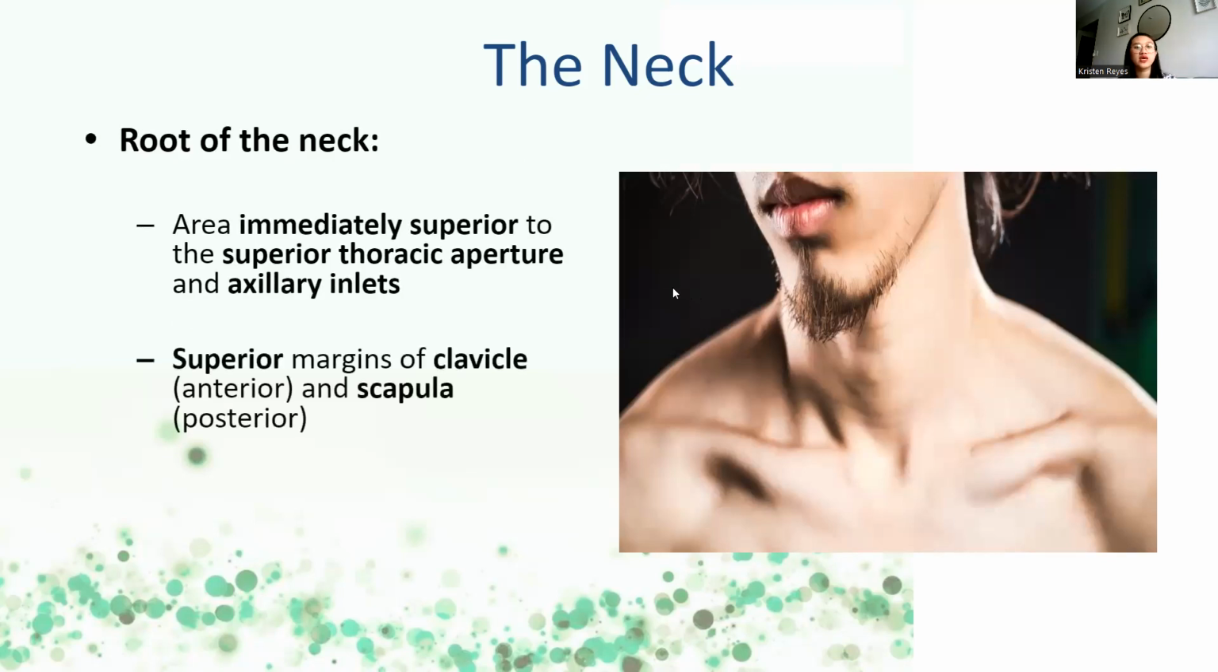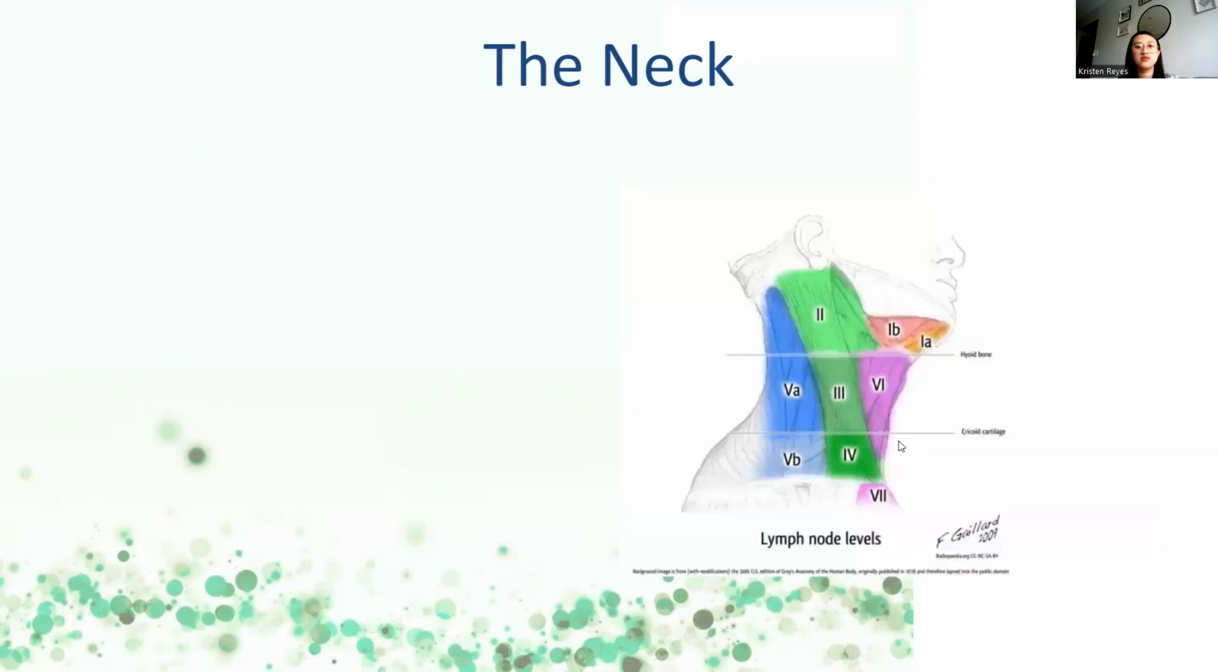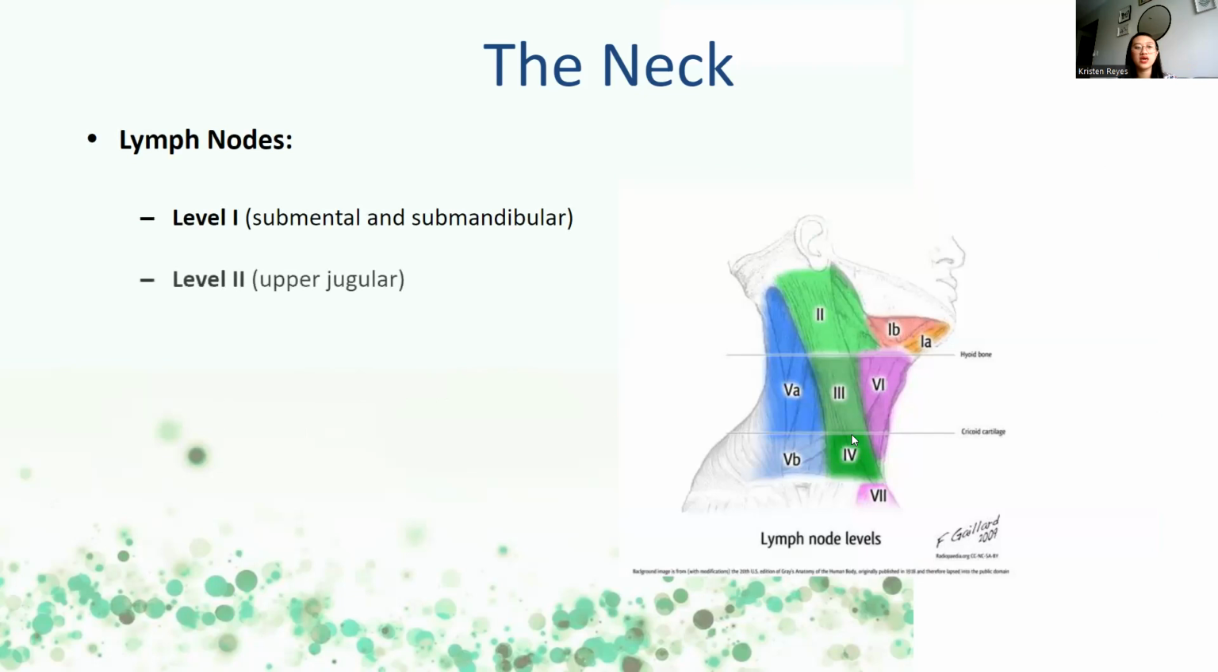So, the root of the neck, area immediately superior to the superior thoracic aperture and axillary inlet. Superior margins of clavicle, this is the clavicle, anteriorly, and of course the scapula posteriorly. The scapula is at the back. Let's go with the lymph nodes, which are found in the neck.